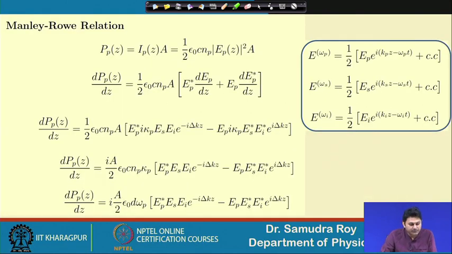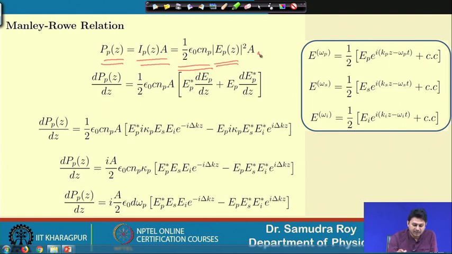Today we will try to find out the Manley-Rowe equation. The Manley-Rowe equation gives us the conservation of energy, or the conservation of photon numbers. Here we will find one important thing. The pump power is represented by IP multiplied by A, where A is the area. We know that the intensity is half of epsilon 0 c n p times mod of E p squared for the pump, multiplied by A.